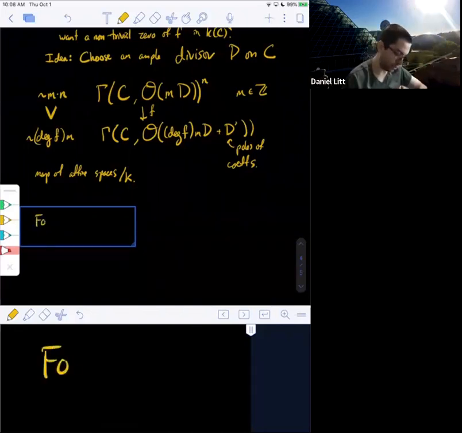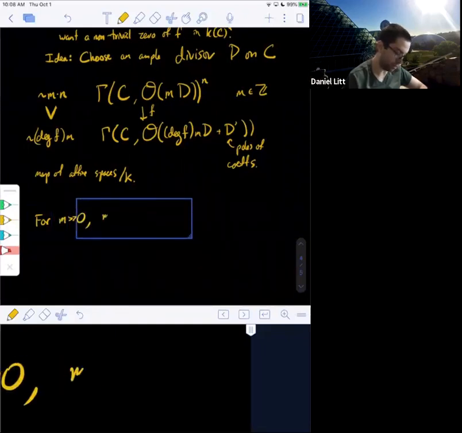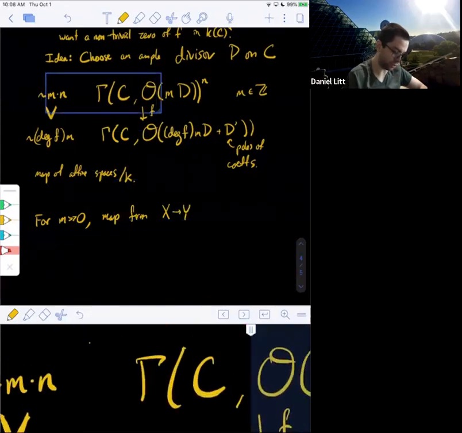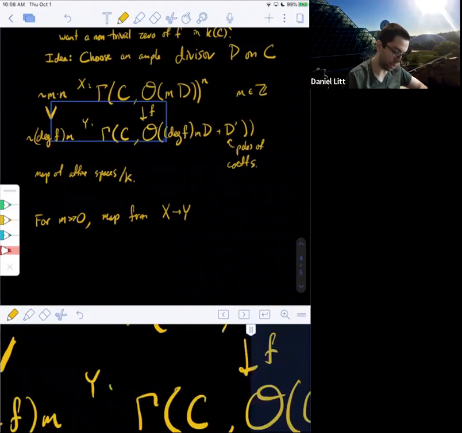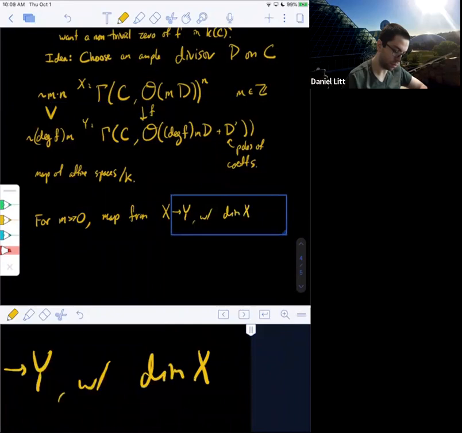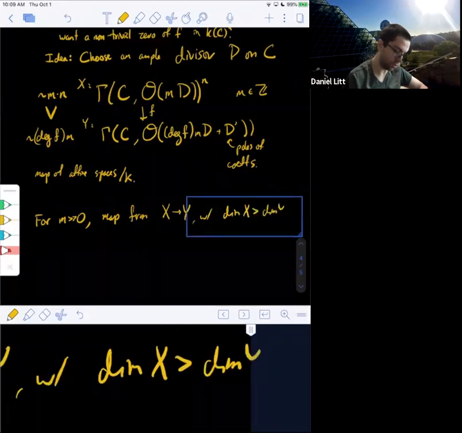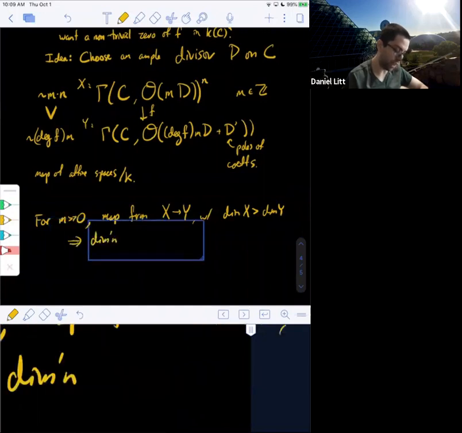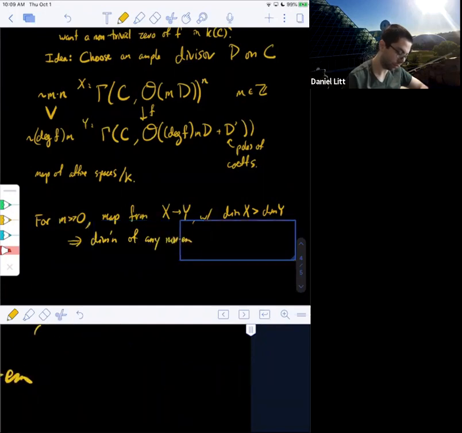All right, so what that means is that for m big, much bigger than 0, we have a map from x to y. Let me just call this x, and let me just call this y. They're both affine spaces with the dimension of x bigger than the dimension of y, which implies that the dimension of any non-empty fiber is positive.